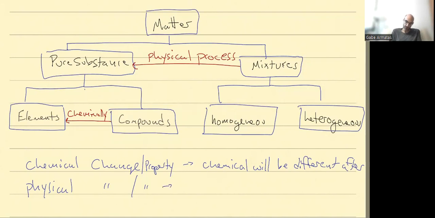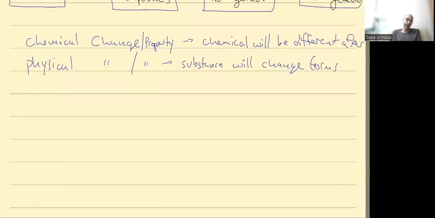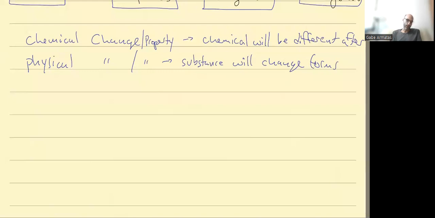A physical process is simply that the substance will change forms. So it goes from gas to liquid, liquid to gas, some version of that. So chemical versus physical property, that's kind of what we're looking at there.